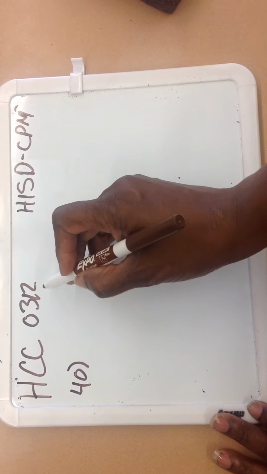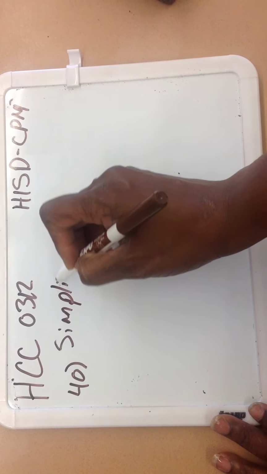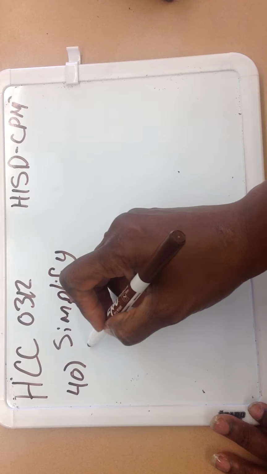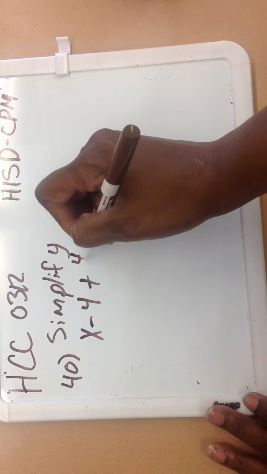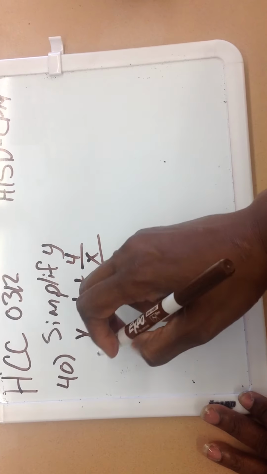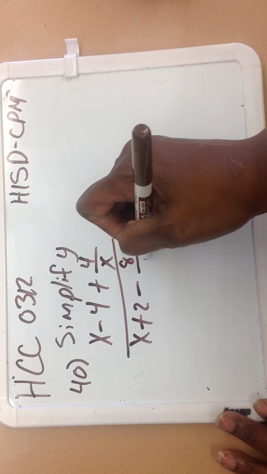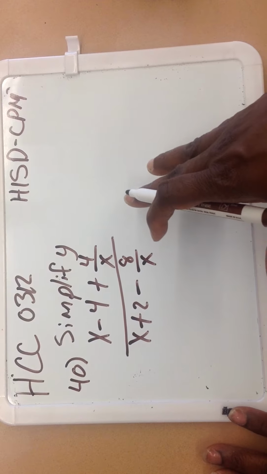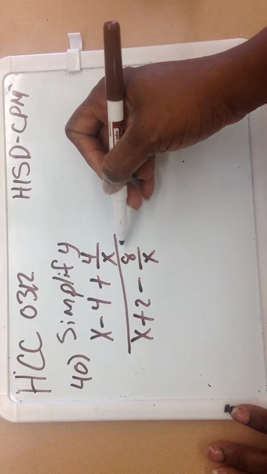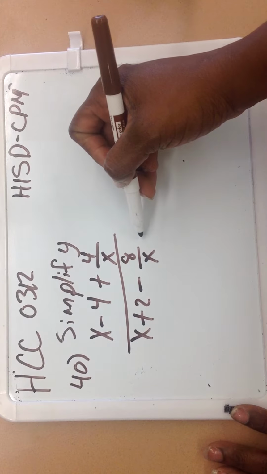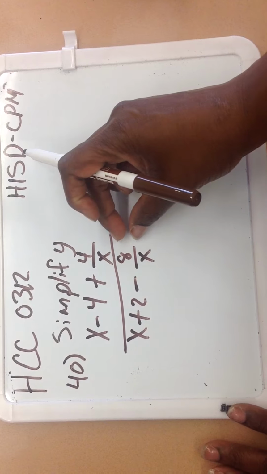Problem 40 from the final exam review from 0312 reads, simplify a complex fraction that reads x minus 4 plus 4 over x, all divided by x plus 2 minus 8 over x. Now this is called a complex fraction. You are going to be responsible for knowing how to do this. You see it's a fraction here with a line here. That's another fraction. So in order to solve this, you're going to do everything in this numerator, then come back and do everything in this denominator.